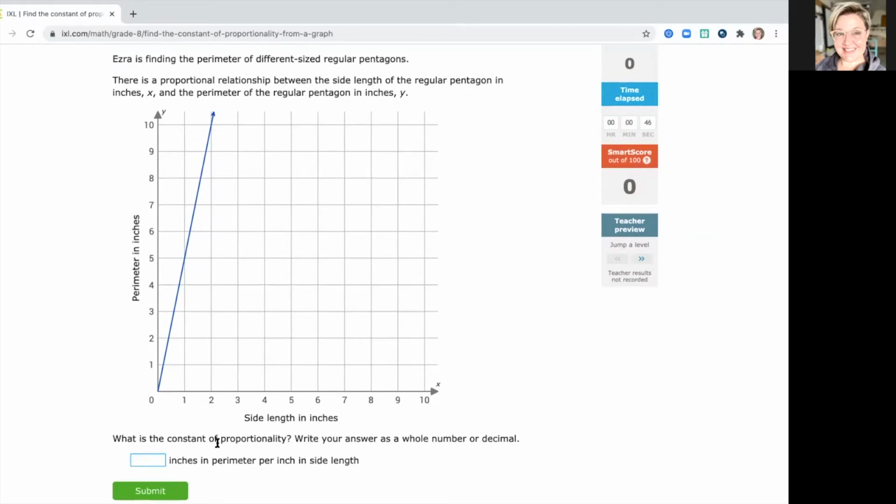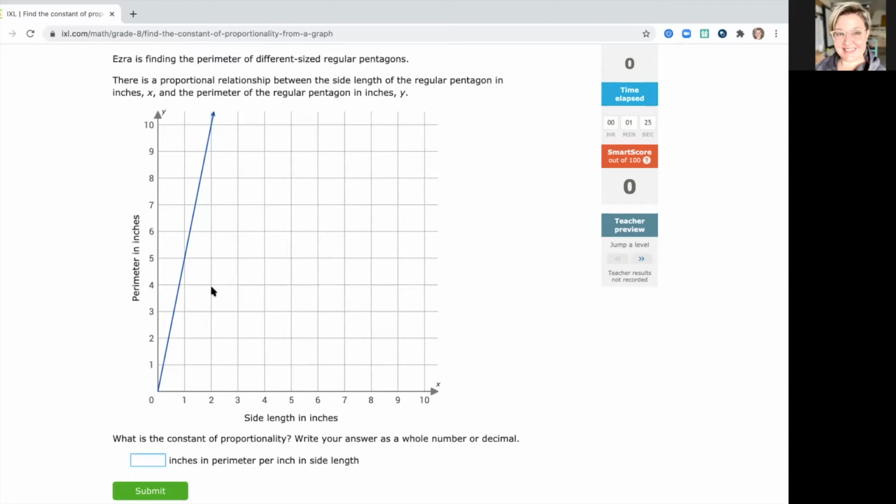So the question that you are going to be asked is, what is the constant of proportionality? So they're asking how many inches in perimeter per each inch in side length. So for every 1, how many inches in perimeter? So every 1 inch in the side length equals 5 perimeter inches. So let's just double check and see if that's a proportional relationship.